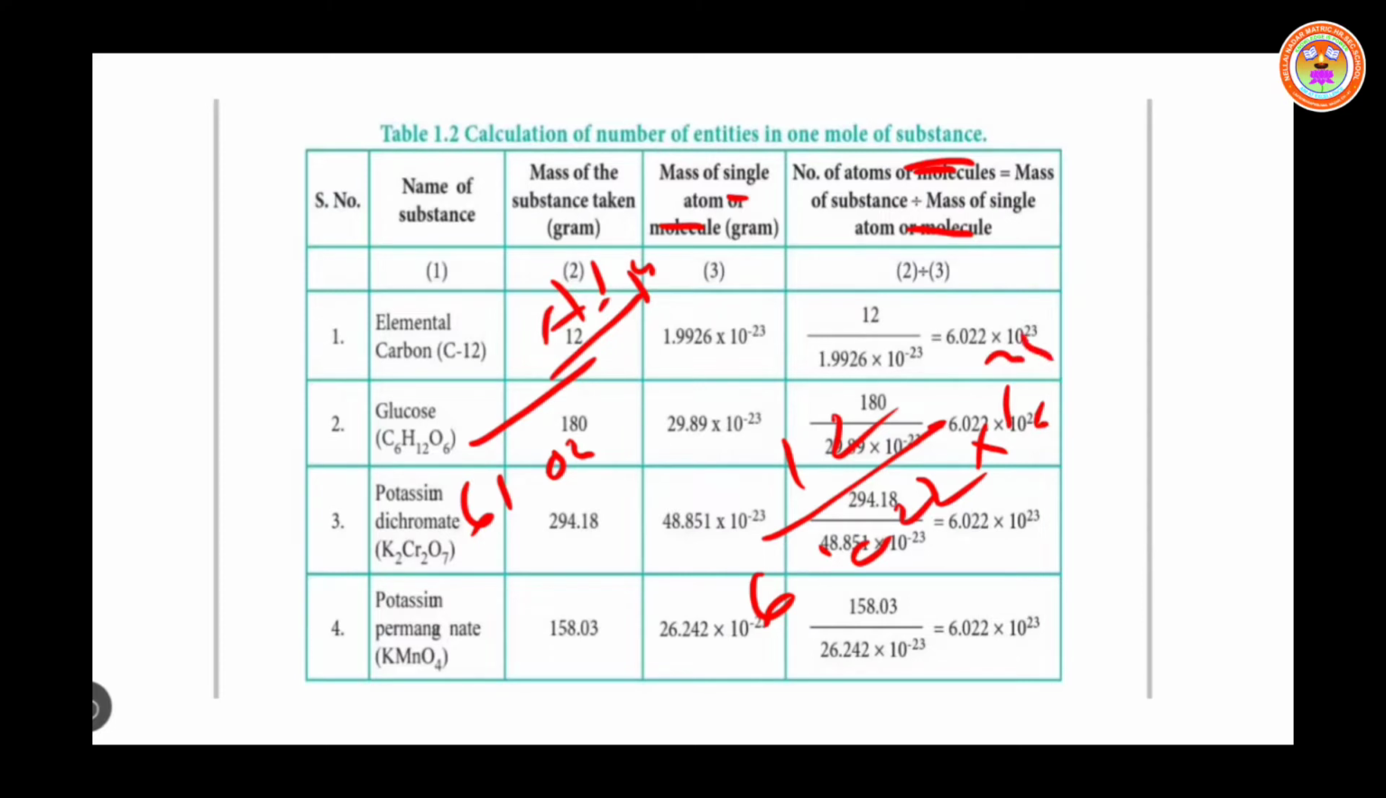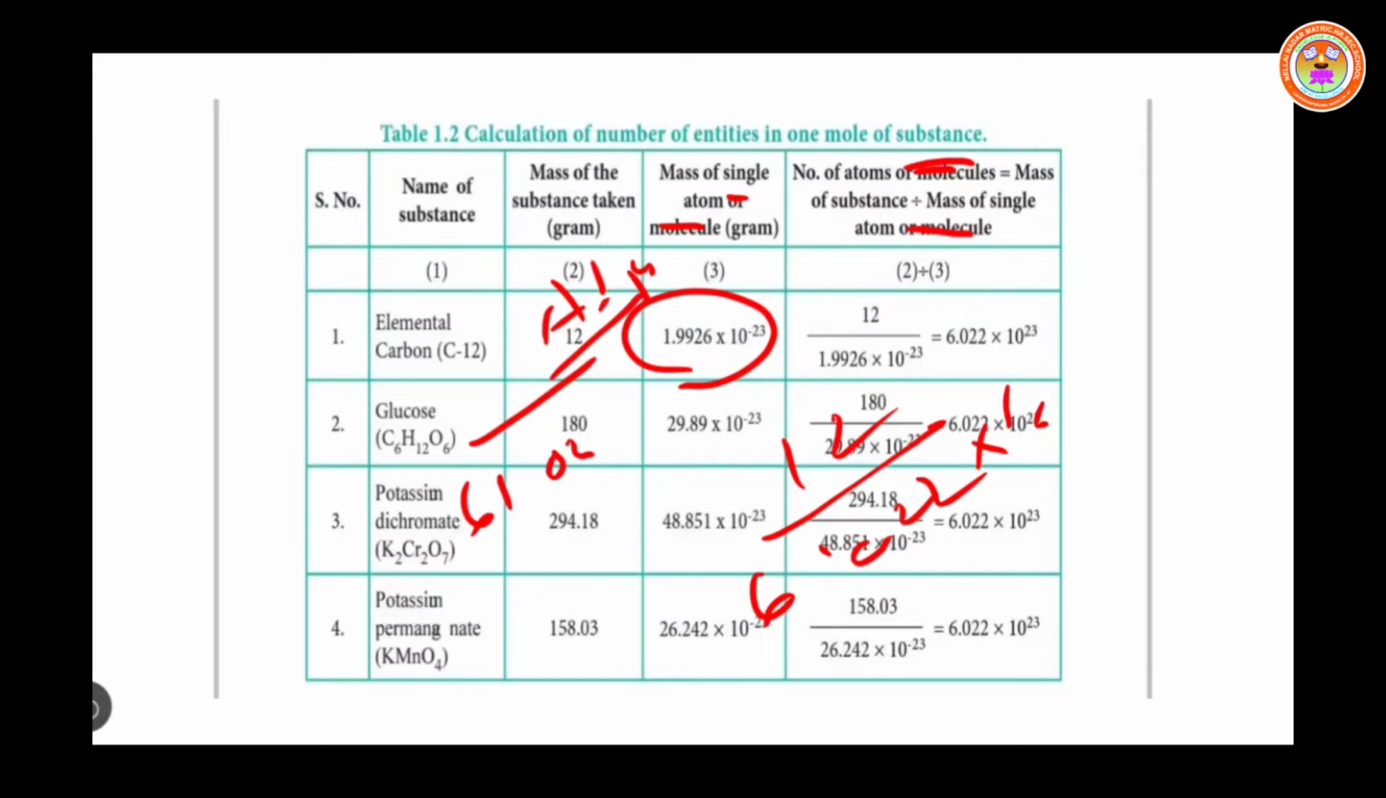If we divide 12 by 6.022, the mass of a single atom will be 1.9926 into 10 to the power minus 23. If you bring 10 to the power 23 from the denominator to the numerator, the plus will become minus. That is, 10 to the power plus 23 will become 10 to the power minus 23. So the mass of a single atom in the case of 12 gram of carbon-12 isotope is 1.9926 into 10 to the power minus 23.